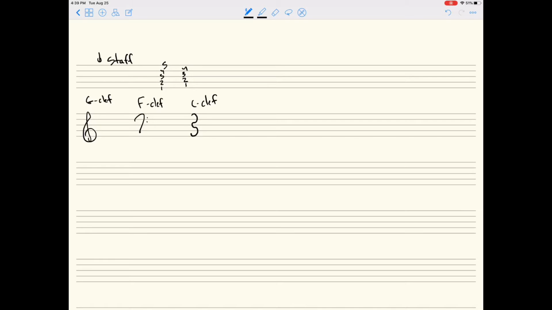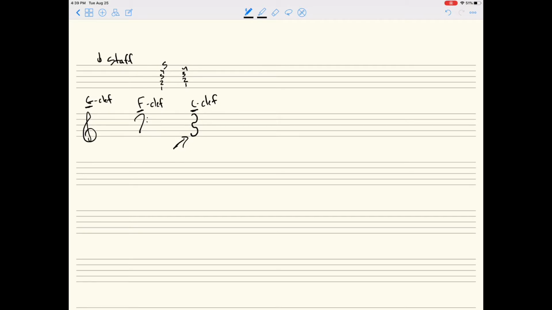These are different clefs. In choral music, we don't see much of this, but I'm just including it so we can sort of understand the theory behind what a clef does. A clef shows us where a specific note is. In this case, the G above middle C, the F below middle C, and this one shows us where middle C is.